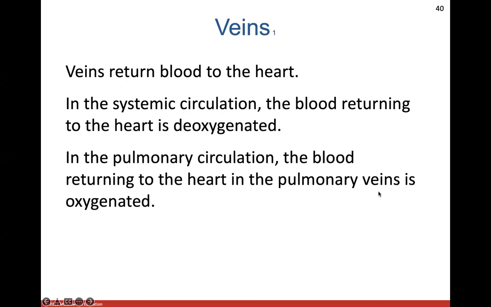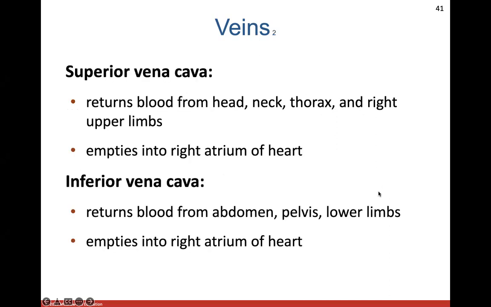But veins. We talked through arteries, and veins will return blood to the heart. In systemic circulation, they will always carry deoxygenated blood, but in pulmonary circulation, the blood returning to the heart in your pulmonary veins is oxygenated because it's coming right from the lungs.